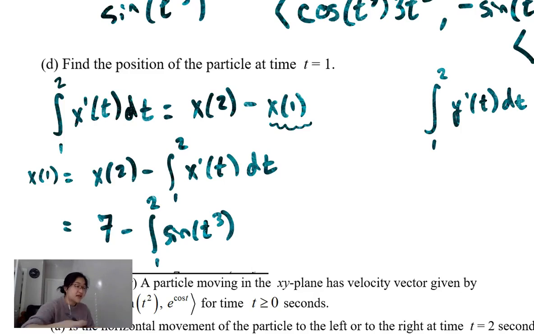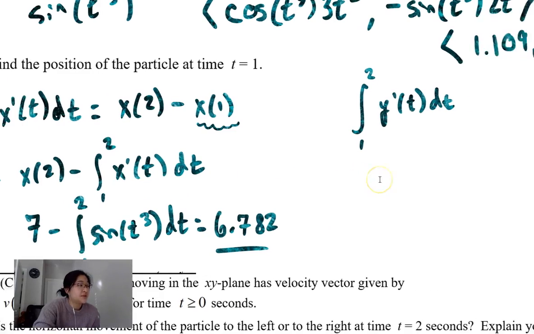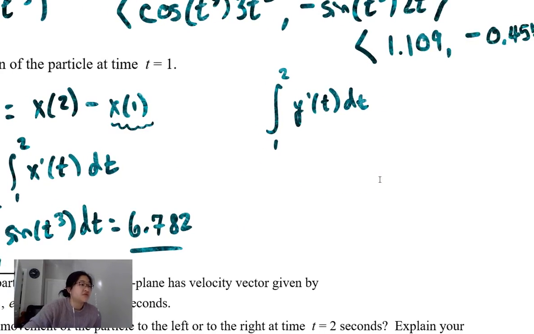And once you have this sine of t cubed, just plug that into your calculator, and you get like 6.782. And if you didn't, then make sure that you subtracted 7 minus this integral. And so that's your x position. And for our y position, it's pretty much the same thing. We just do it with our different functions.